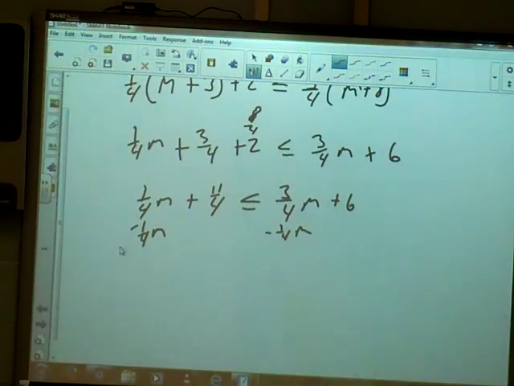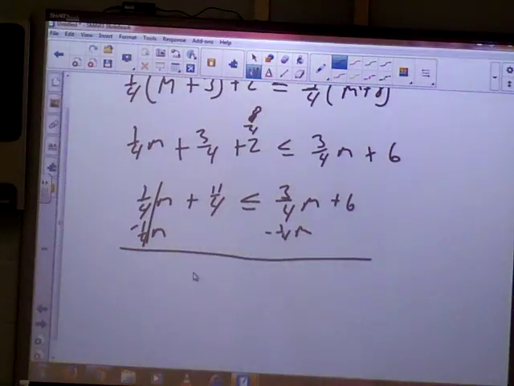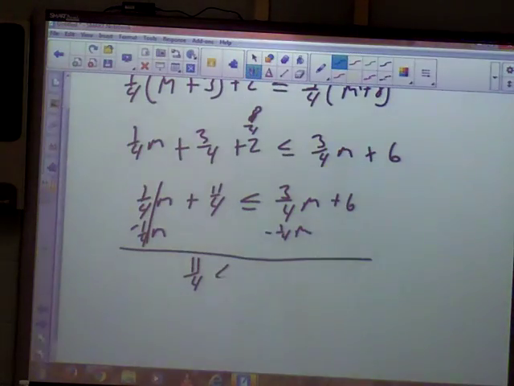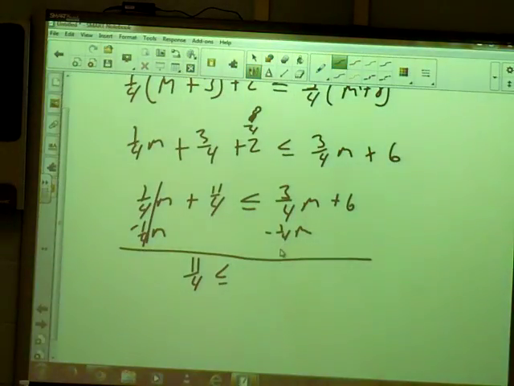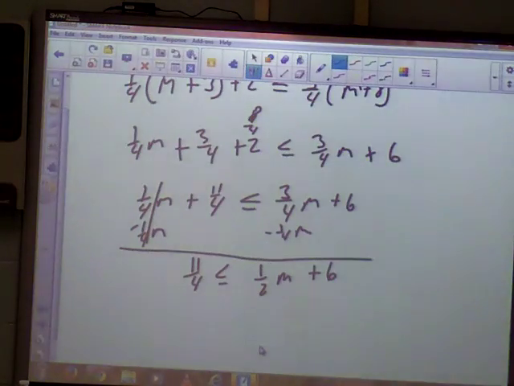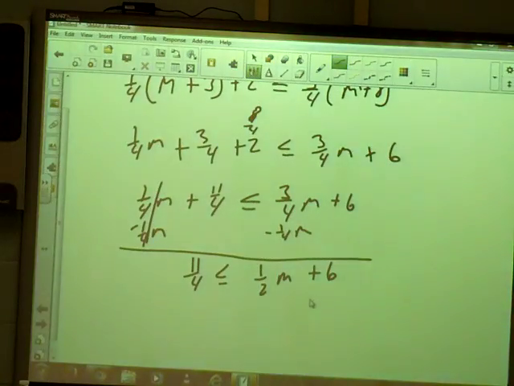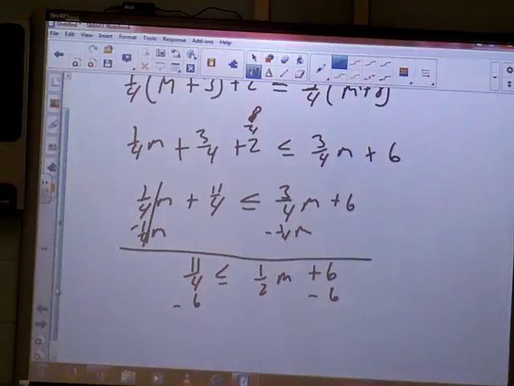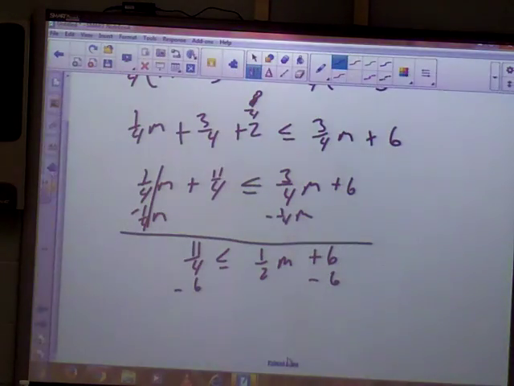So that gets me, that's gone, 11/4 is less than or equal to 3/4 minus 1/4 is 2/4, which is a half. So we got a half m plus 6. Okay, yeah, I got to subtract the 6. Don't have a choice on that.